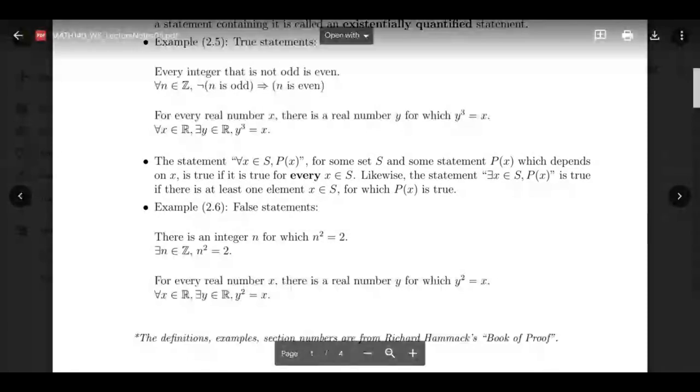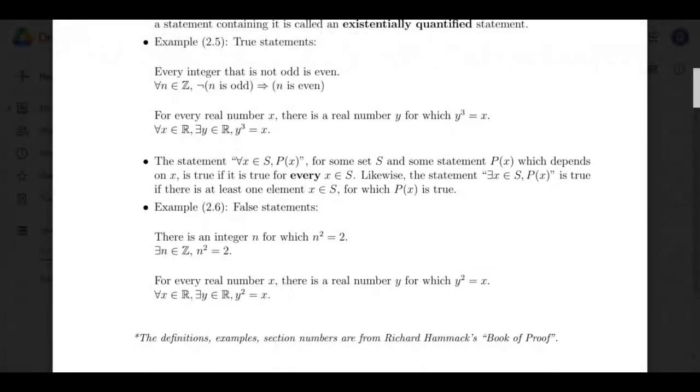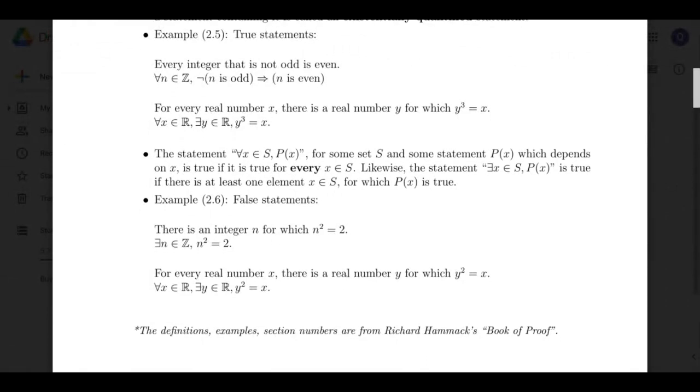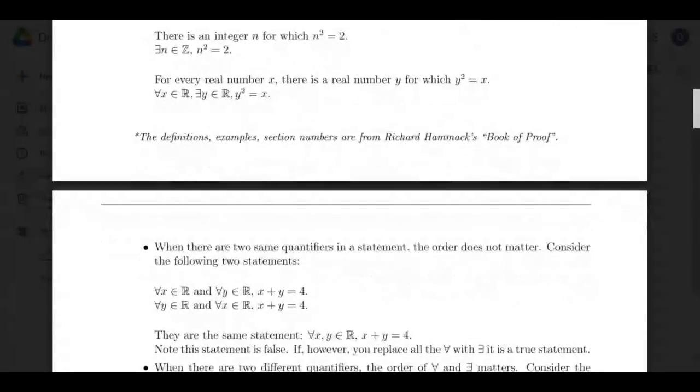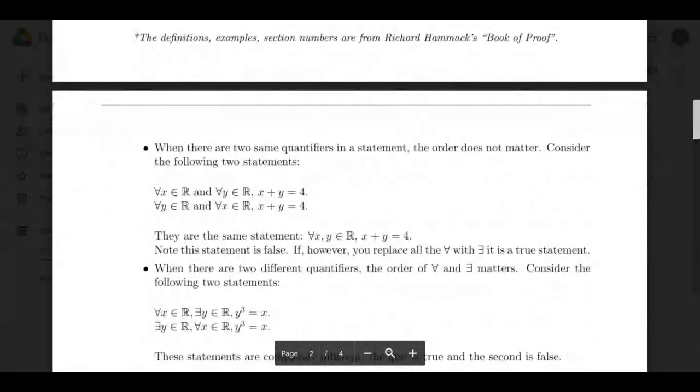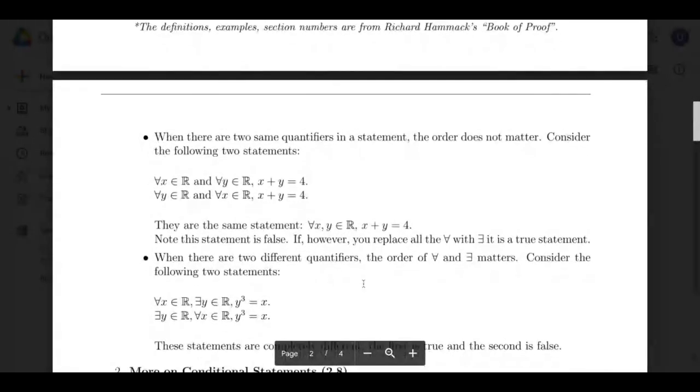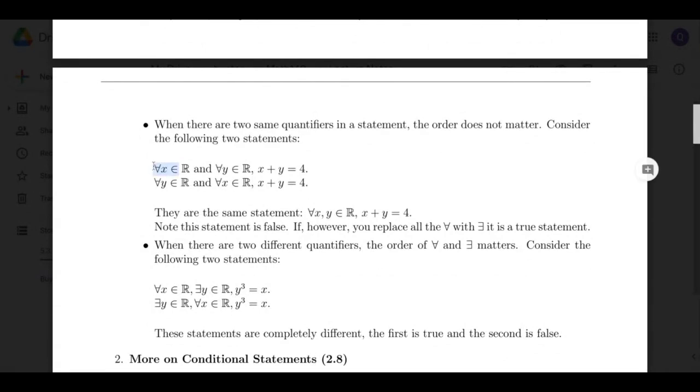Does anyone have any questions so far? Okay, let me know when you have questions. When there are two same quantifiers in the statement, the order does not matter. Let's see this one. For all x in the real numbers and all y in the real numbers, x plus y equals 4, right? Or we could change this to say for all y in the real numbers, for all x in the real numbers, y plus x is 4. Okay, so order does not matter.